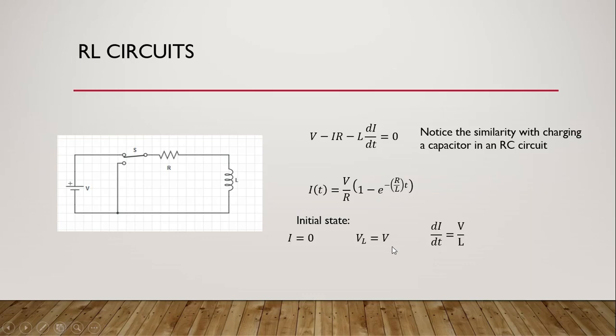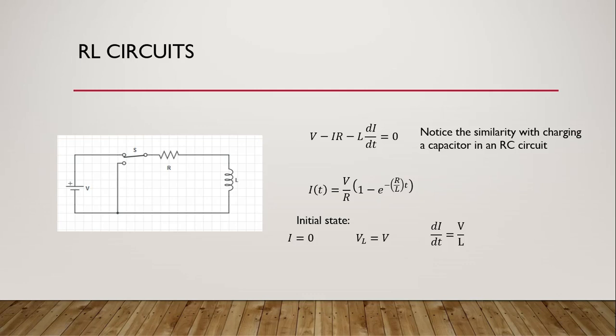The voltage across the resistor should be 0 since V equals IR, so the voltage across the inductor should be equal to the voltage of the battery. What this means is that we can calculate di over dt initially by doing voltage of the battery divided by the inductance of the inductor. It's worth pointing out that this is the maximum di dt in this circuit.